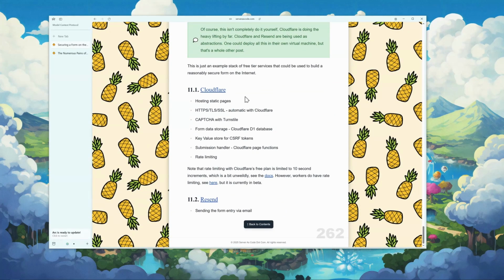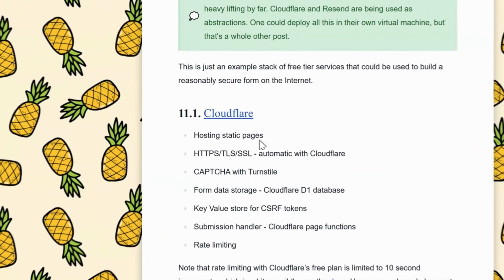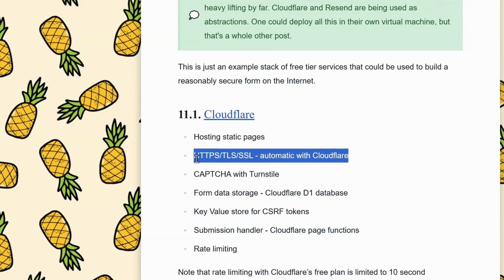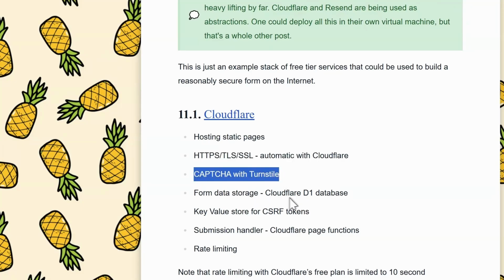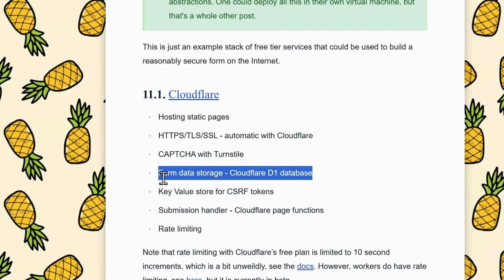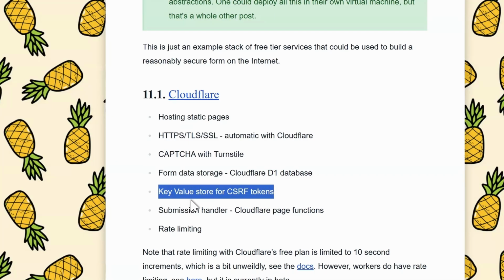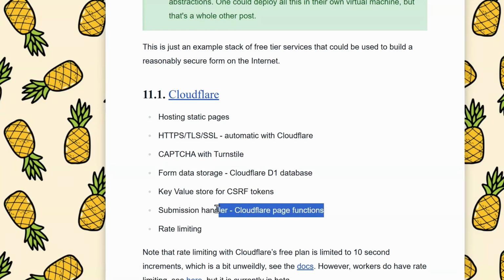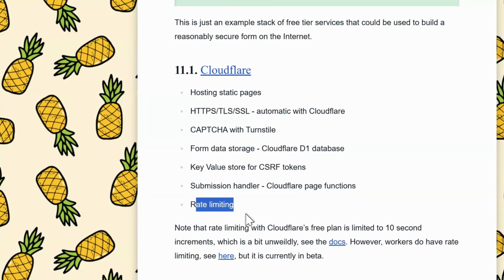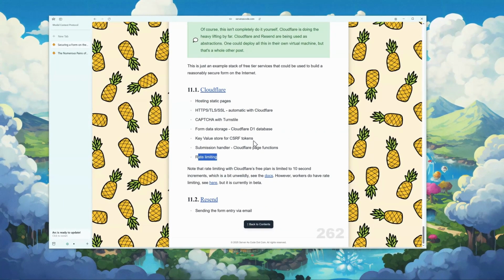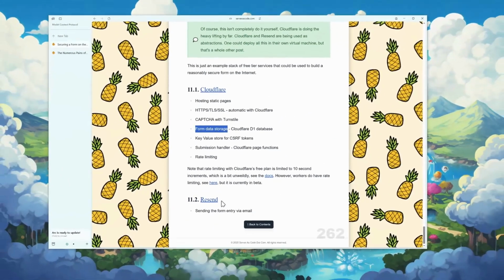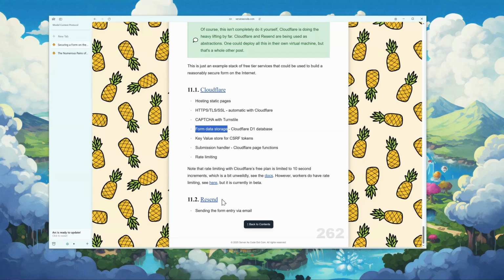The stack that I'm giving here as a simple example uses Cloudflare for hosting the static pages, for getting the SSL set up, for doing the CAPTCHA, for storing the information from the form in a database, for using a key value store for the CSRF tokens, for running server-side code, the submission handler, and for doing rate limiting. So Cloudflare takes care of a lot of that. You could use a combination of other services to do the same thing. And then resend.com for the email sending, so storing the form information in a database, and also sending an alert that you've got something in a contact form.